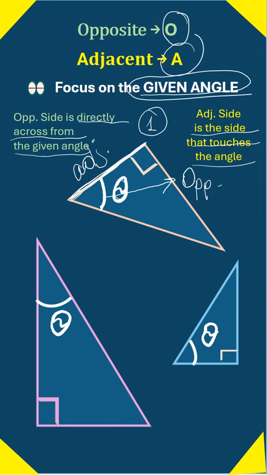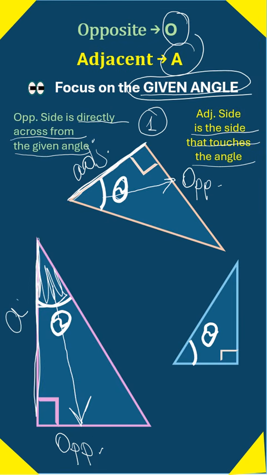Next example. Angle theta here, with the opposite side. Opposite our angle, it is the opposite side. The adjacent side touches the angle. So it touches the angle here, it is adjacent. Do you remember our longest side is opposite the 90 degree angle? It is the hypotenuse.